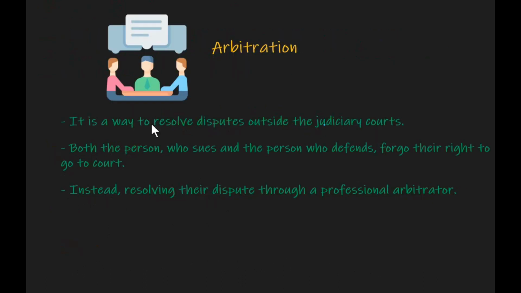We have another concept of arbitration. Here in the case of arbitration, both the person who sues and the person who defends forego their right to go to court. As they forego their right to go to court, they may decide to settle this dispute outside the courts. For this reason, both of them may hire an independent arbitrator who tries to settle the dispute between them.